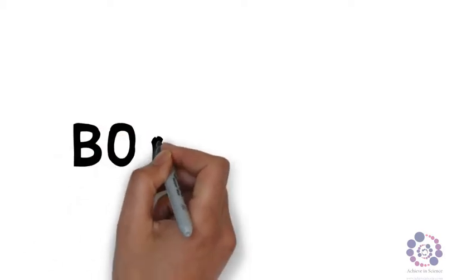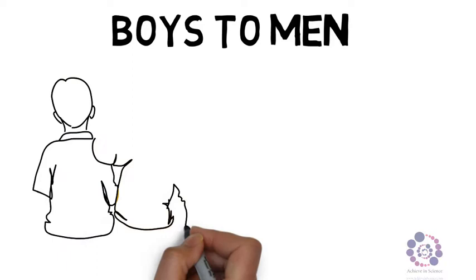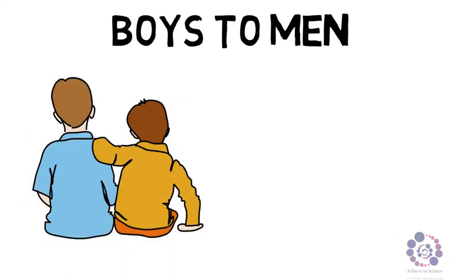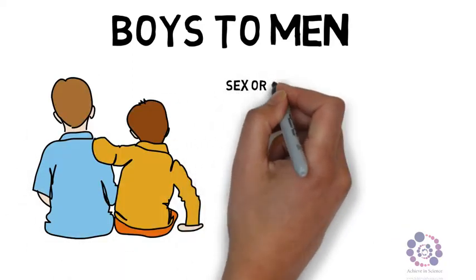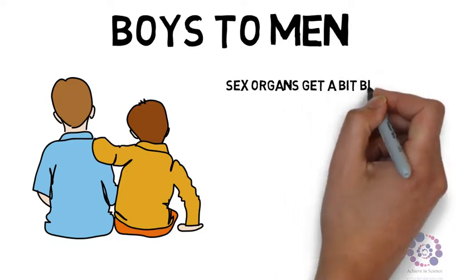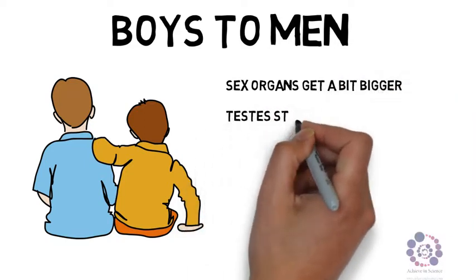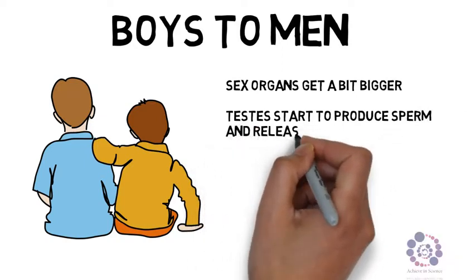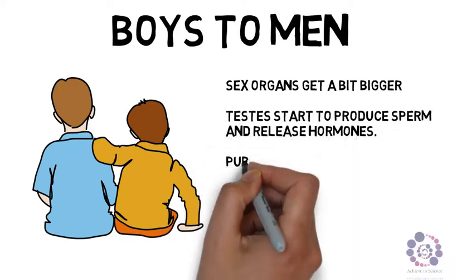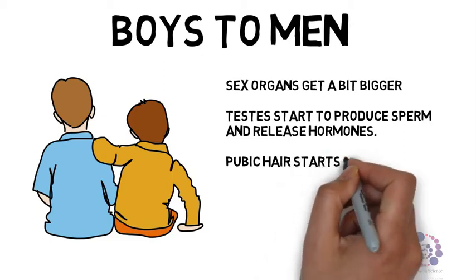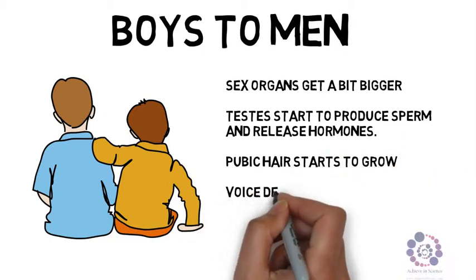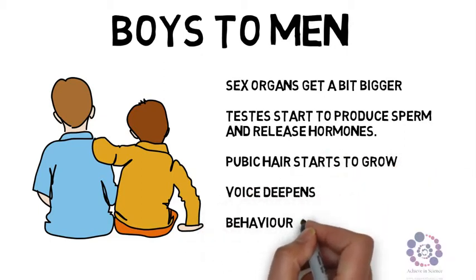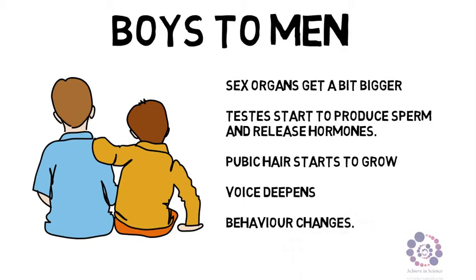Now let's look at some of the changes that occur as a result of these hormones. Let's begin with boys changing into men. As a result of these hormones, the sex organs begin to get bigger. The testes start to produce sperm and release hormones. Pubic hair begins to grow. The voice deepens, and there are behavioural changes that occur.